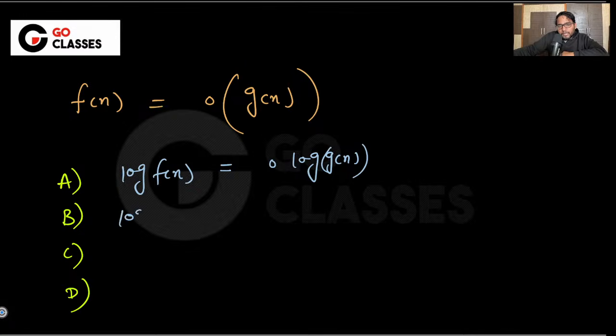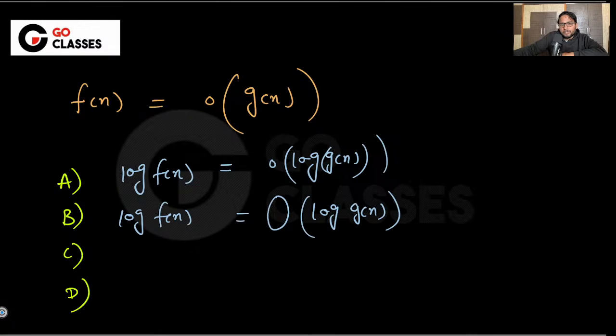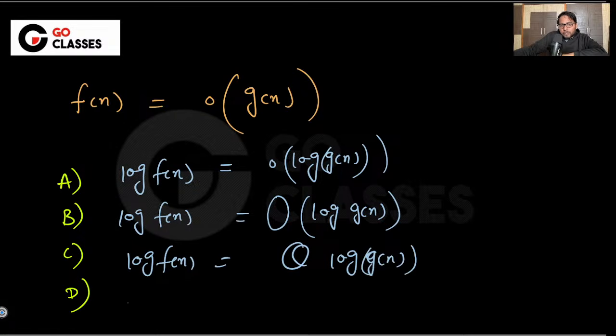Log of fn is equal to big O of log of gn. Log of fn equal to theta of log of gn. Log of fn equal to maybe you can say omega of log of gn.